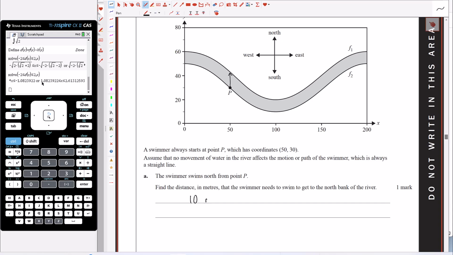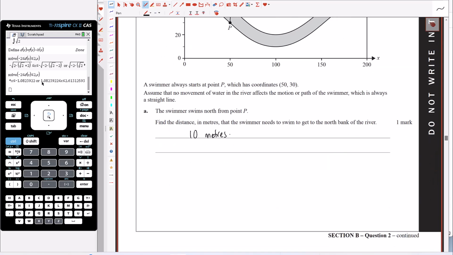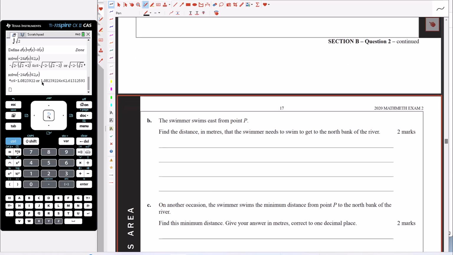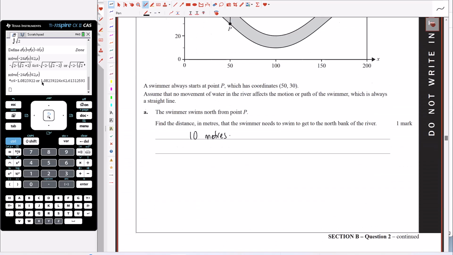It's just a 1 mark question, so we don't need to do anything other than that. It's also going to be, that distance there is 10, and so the vertical distance the whole way along the river is always going to be 10, or the northerly distance, I should say, north-south distance. The swimmer swims east from point P. Find the distance in metres that the swimmer needs to swim to get to the north bank of the river.